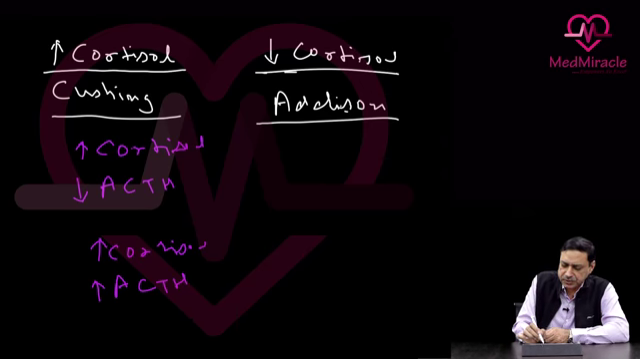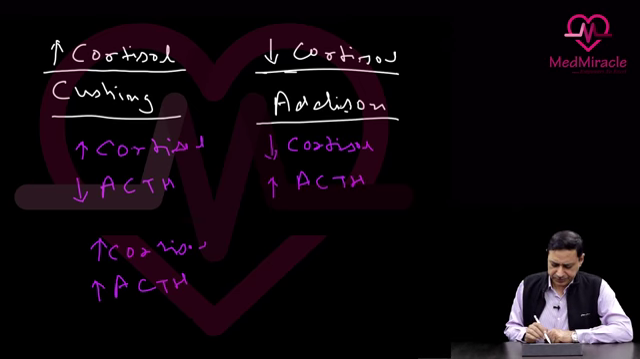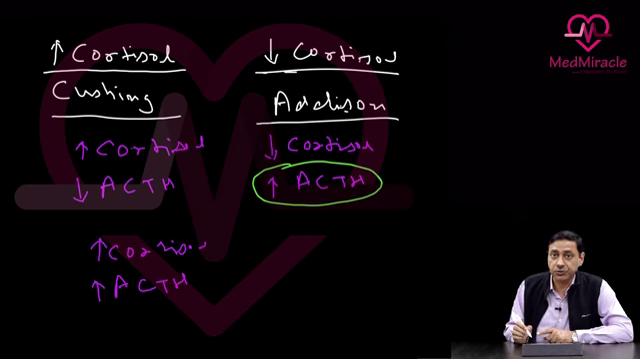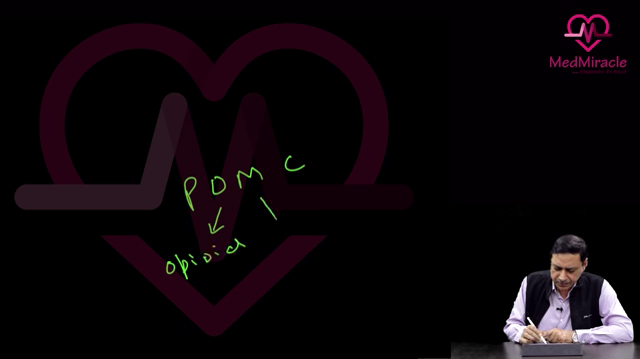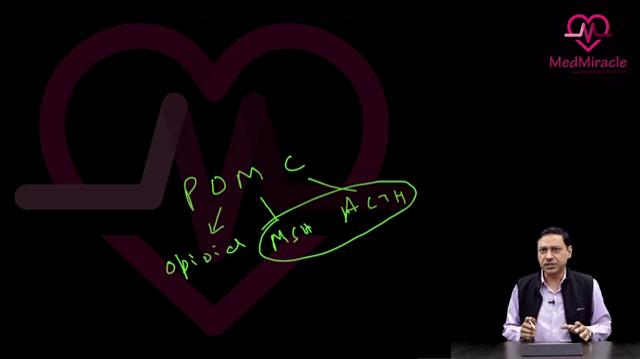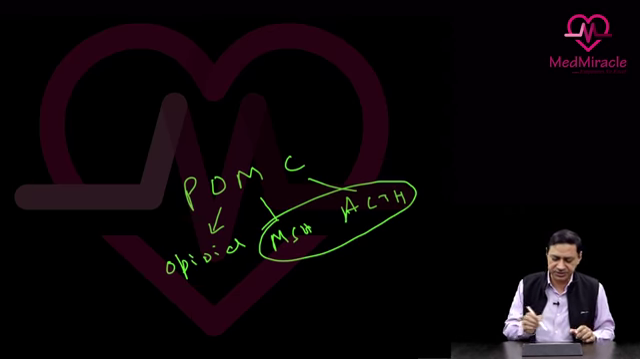What will happen in addition? Cortisol is less, so as a feedback ACTH is more. Don't forget, ACTH has a very similar action to MSH, melanocyte stimulating hormone. Is that okay? POMC, pro-opiomelanocortin, is the common precursor of opioid, MSH and ACTH. So ACTH and melanocyte stimulating hormone share some common action. ACTH has some MSH-like action, and ACTH leads to pigmentation.